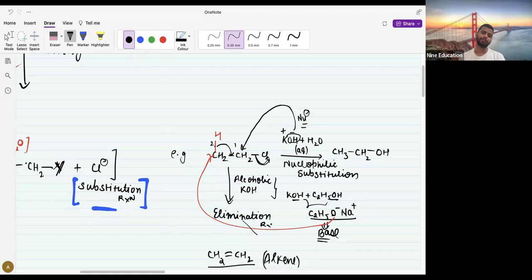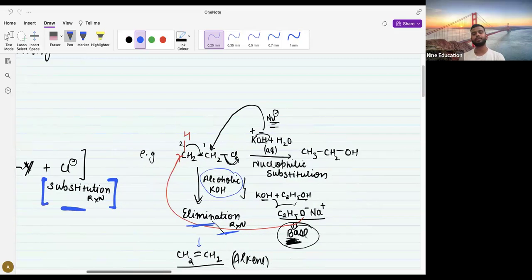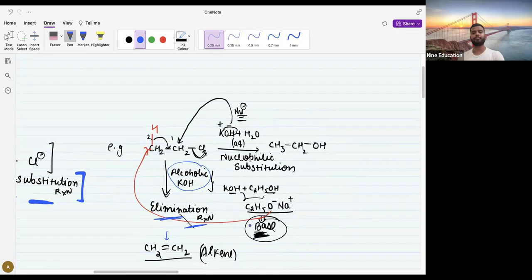So always remember, whenever a nucleophile attacks, it will attack the carbon to remove Cl. But if we are using a strong base, if you are using alcoholic KOH in the reaction, then elimination will happen and you have to form an alkene.